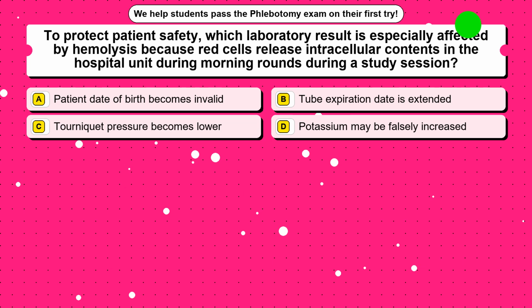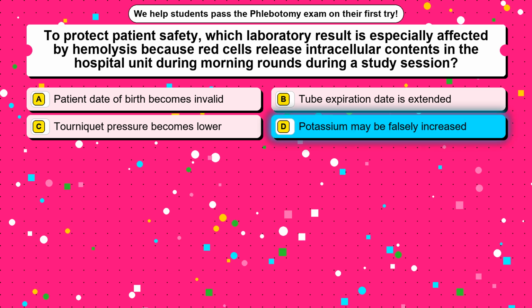Question 26. To protect patient safety, which laboratory result is especially affected by hemolysis because red cells release intracellular contents in the hospital unit during morning rounds during a study session? Option A. Patient date of birth becomes invalid. Option B. Tube expiration date is extended. Option C. Tourniquet pressure becomes lower. Option D. Potassium may be falsely increased.